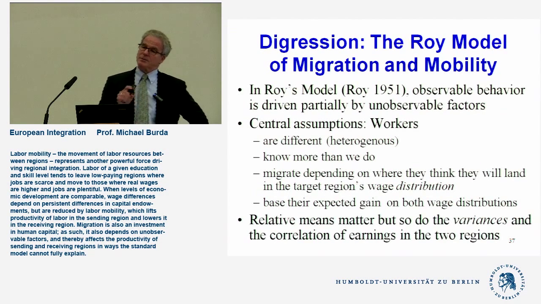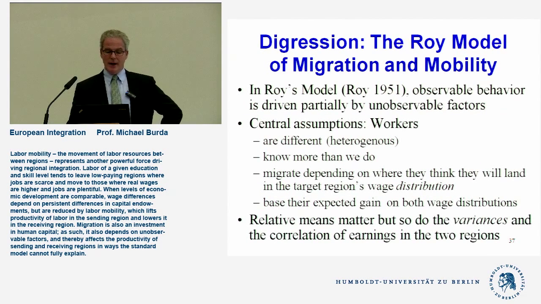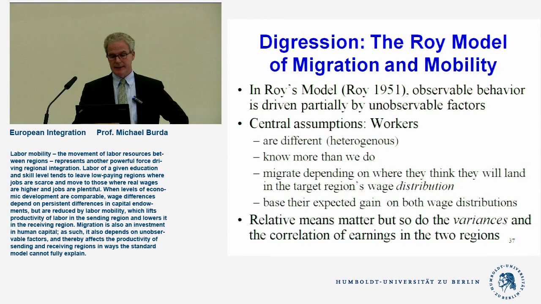But I'm going to focus on this aspect, which is the unobservability of those things that motivate people to migrate. This is called the Roy model, and I've never taught this before, so you might want to pay attention. It's not exactly true, I've never taught it in a bachelor's course.